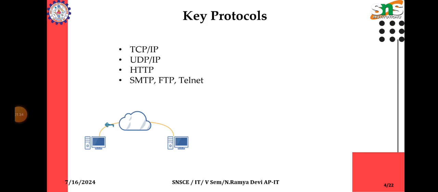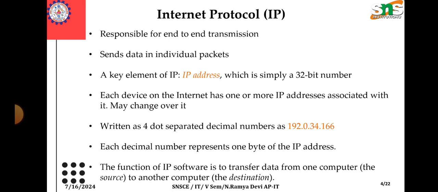These are the key protocols we are going to see. The first one is TCP/IP, next are UDP/IP, HTTP, SMTP, FTP and Telnet. These protocols are widely and commonly used in the internet. First we'll see the internet protocol, that is IP. It is responsible for end-to-end transmission and sends data in individual packets.